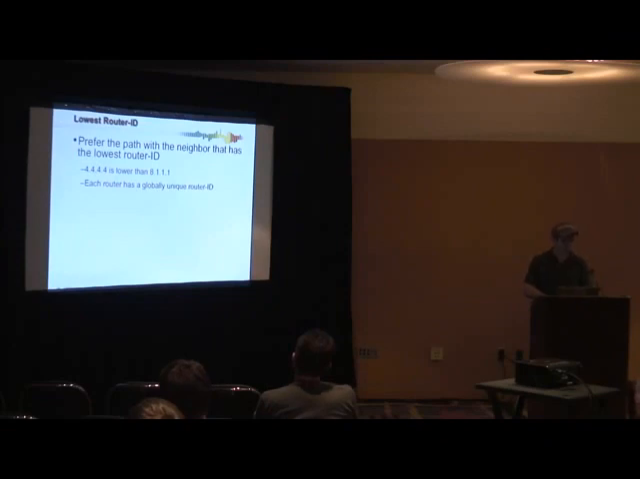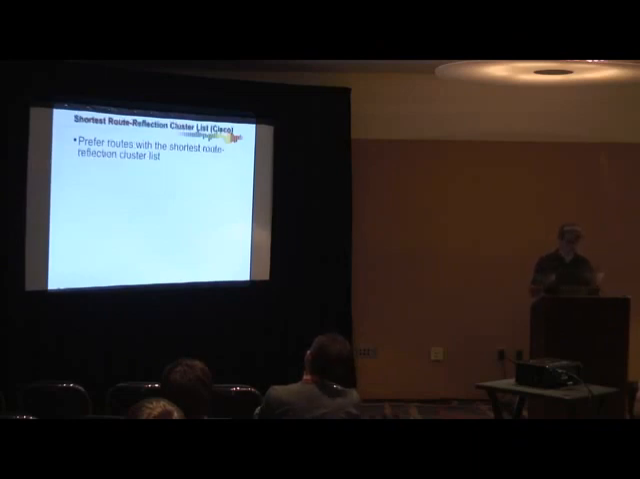Then you get to lowest router ID. So if you're eBGP peering with 2 neighbors, each of them has a globally unique router ID. Whichever one has a lower IP address, you pick that one. So 4.4.4.4 is a lower number than 8.1.1.1, so 4.4.4.4 would be better.